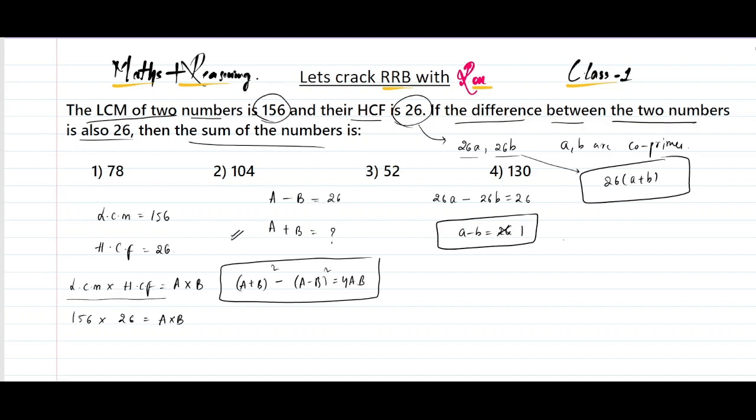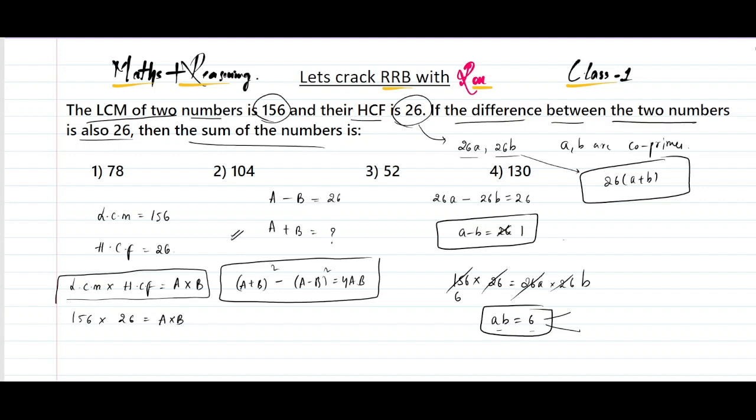Now I will use this formula, LCM multiplied with HCF. LCM how much? 156. HCF how much? 26. Product of the two numbers, so 26a multiplied with 26b. So see here, 26 gets cancelled, 26 sixes are 156. So I have ab multiplied with 6. This is easy, right? So the product of the two numbers is 6 and the difference is 1, so simply for product 6 the numbers are 2 and 3, right? 3 minus 2 is 1. So a plus b means 3 plus 2. 26 times 5 how much? 130 is your answer. Okay, which is option number 4 here.